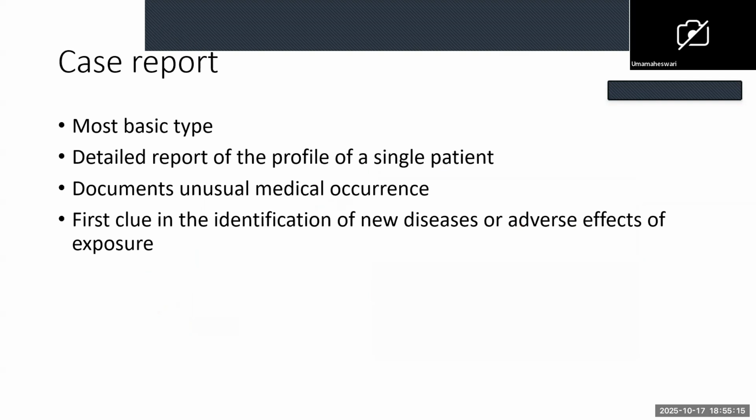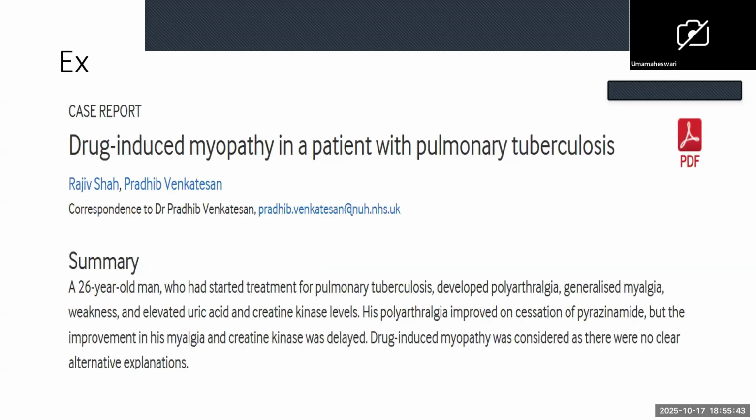It gives a detailed report of the profile of a single patient. It always documents an unusual medical occurrence. It gives the first clue in the identification of a new disease or an adverse effect of exposure. If you are seeing any unusual adverse event of any drug in this condition, which you have not read in your pharmacology books, then you are reporting it as a case report. For example, this is a case report where they studied drug-induced myopathy in a patient with pulmonary tuberculosis.